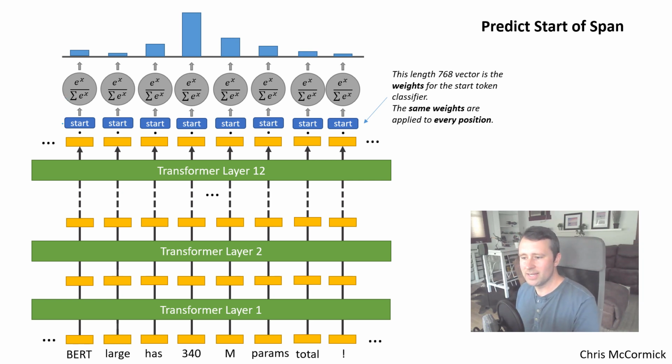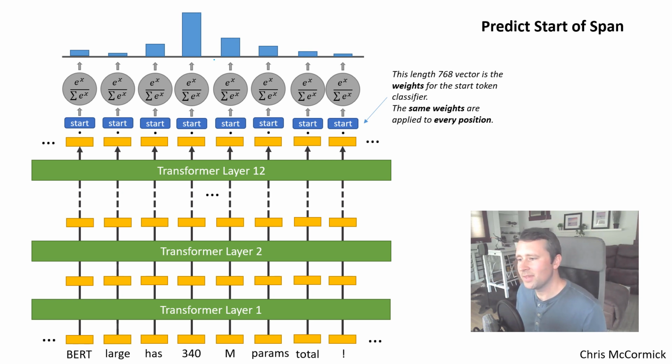So that means we'll take this value and take the exponent of that, and then divide it by the sum of the exponents of all of these values for every word in the paragraph. And what that gives us is a probability distribution. All the values will sum up to 1. And if it's working properly, and it does, we'll see that it'll predict the highest probability for the token 340. That's the most likely start of answer token.